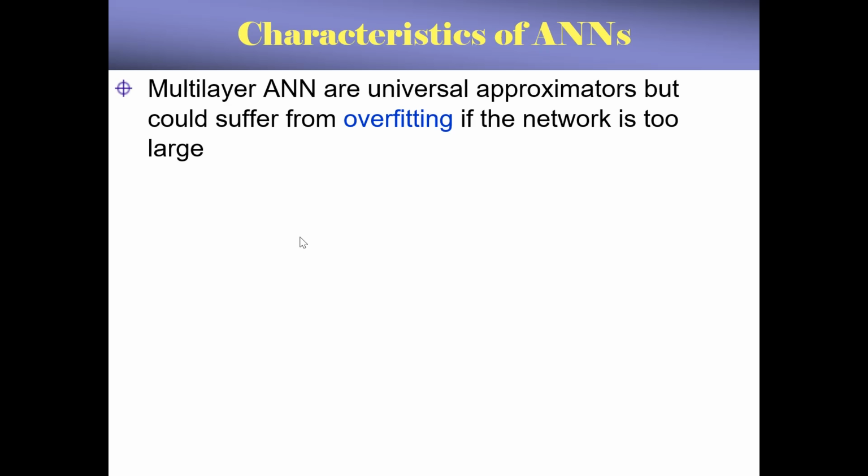And then let's talk briefly about the characteristics of artificial neural networks. So multi-layer ANNs are universal approximators, but they could suffer actually from what is called overfitting. So this usually happens if you have a network that is too large compared to the problem you are trying to solve. So you have too many layers, too many nodes.